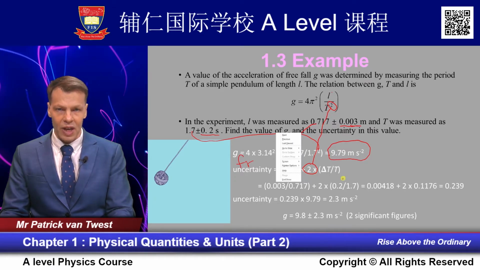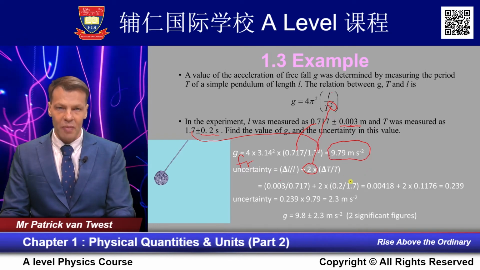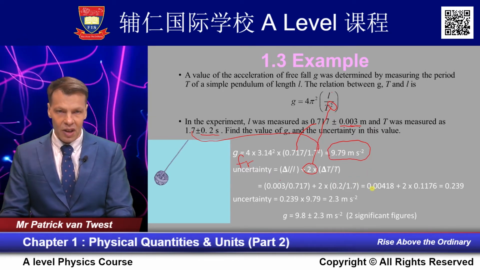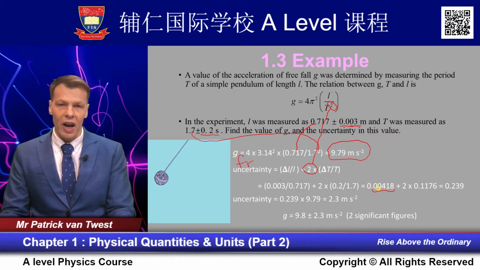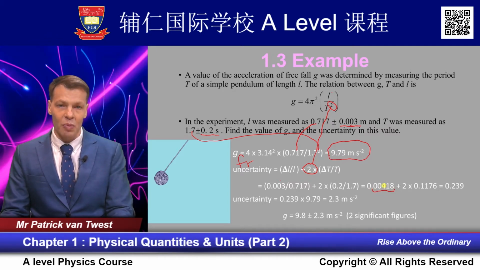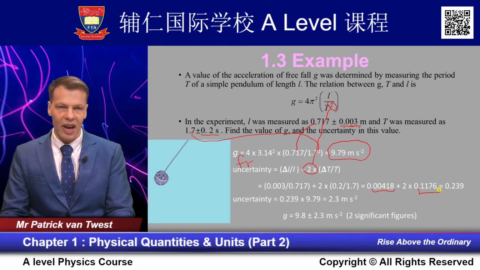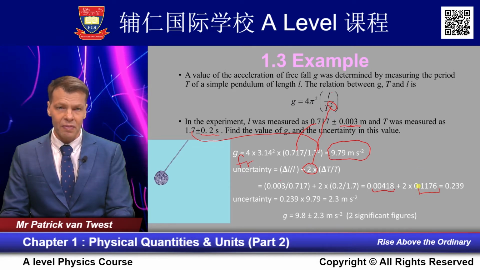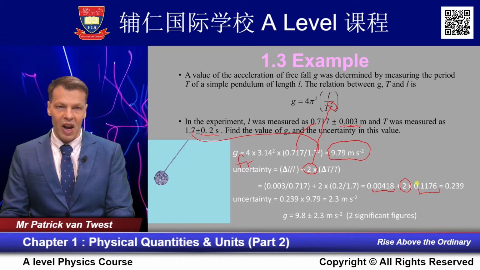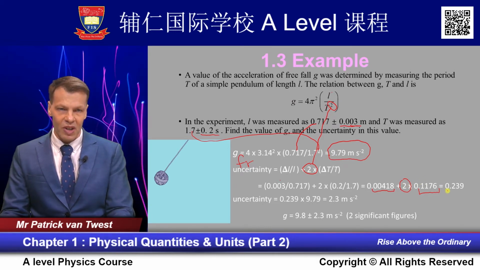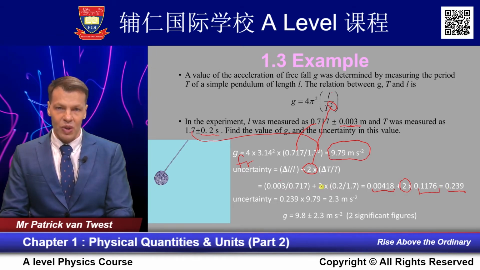When we put in the numbers, you see 0.03 divided by the actual quantity for length, and then the same with period: the uncertainty is 0.2 divided by the actual measurement 1.7. Now you can see the fractional uncertainty in the length is very small, about 0.4%. But the fractional uncertainty in the period is about 12%, which is quite a big uncertainty. Then, because I'm squaring the period, I'm doubling that uncertainty, so my final uncertainty is up around 24%.